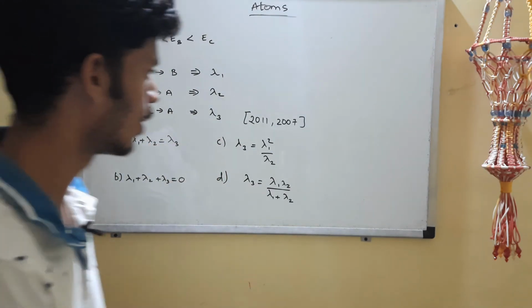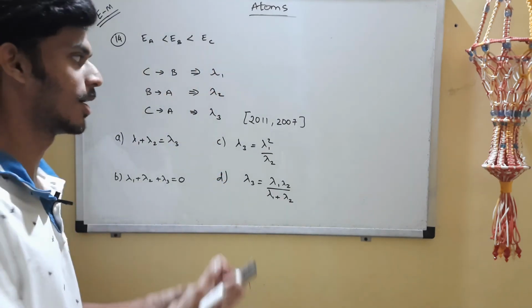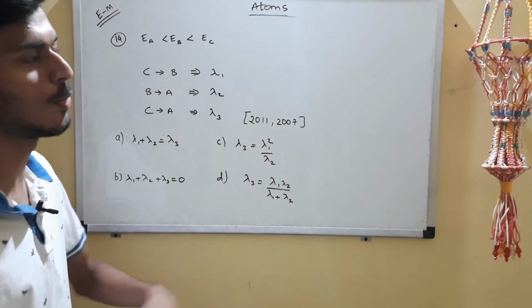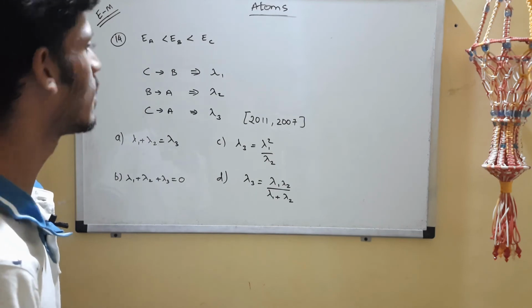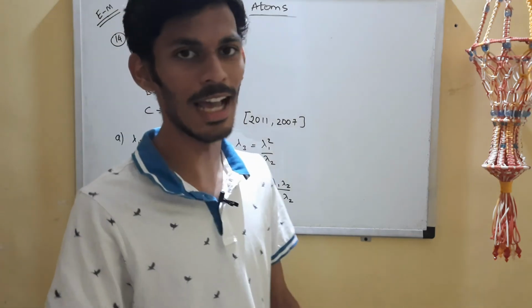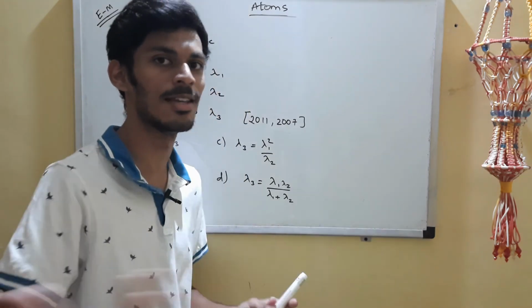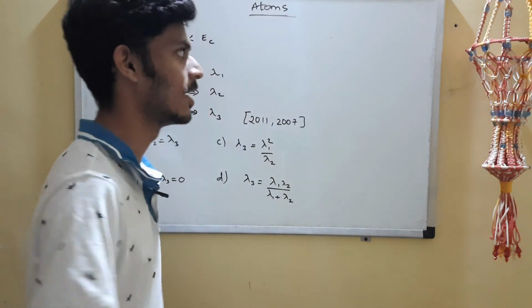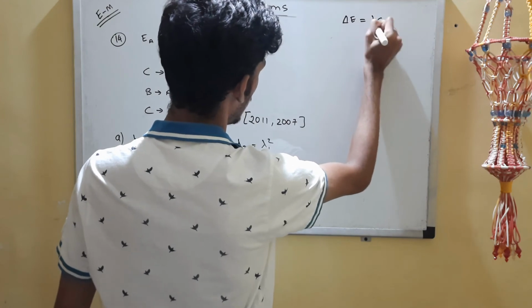The simple thing that you are supposed to do over here is to find the relation between lambda 1, lambda 2 and lambda 3. This is a question which has repeated over the years in 2011 and in 2007. So let's try it. The only thing that we are going to use over here is the energy relation. The energy difference is basically hc by lambda, right? That is how the energy of a photon is given. Delta E is basically hc by lambda.